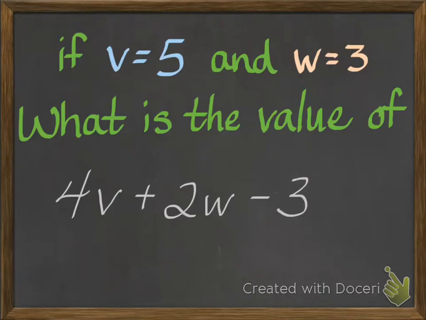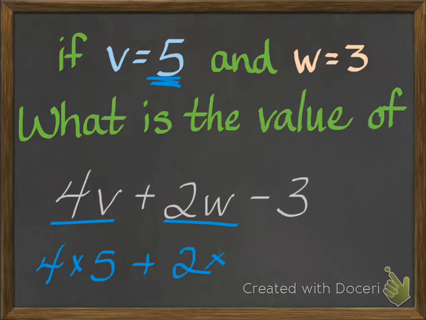Okay, so if v equals 5 and w equals 3, what's the value of this problem? 4v plus 2w minus 3. And remember, when we have a number next to a letter, that means you're multiplying. Okay, so what we have here is 4v. If v equals 5, then we're doing 4 times 5 plus 2w. That means 2 times w. w equals 3. And then the rest of the problem, minus 3. Okay, so you just solve that problem. Can you solve it?